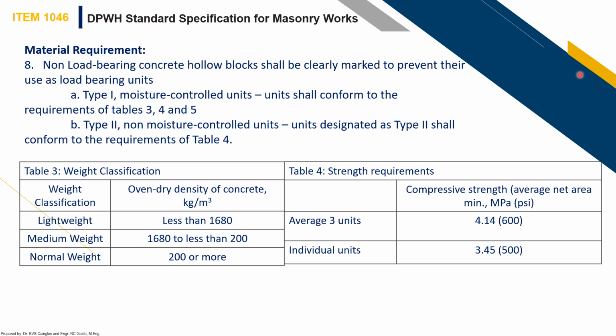And also for the material requirements for non-load bearing concrete hollow blocks, it shall be clearly marked to prevent their use as load bearing units. Okay, so with as to the weight classification and as to the strength requirements, still kana sila are adopted from the ASTM provisions, ASTM C90 and ASTM C129.